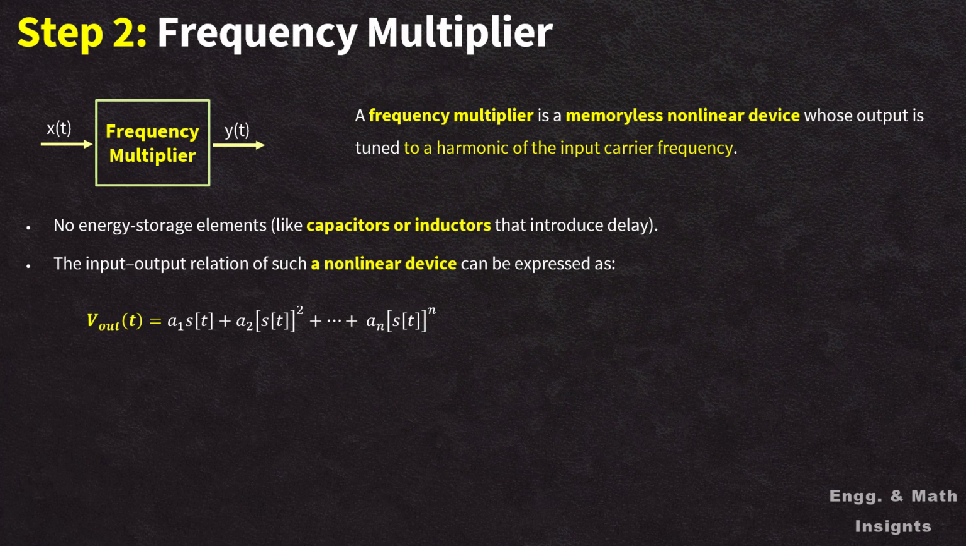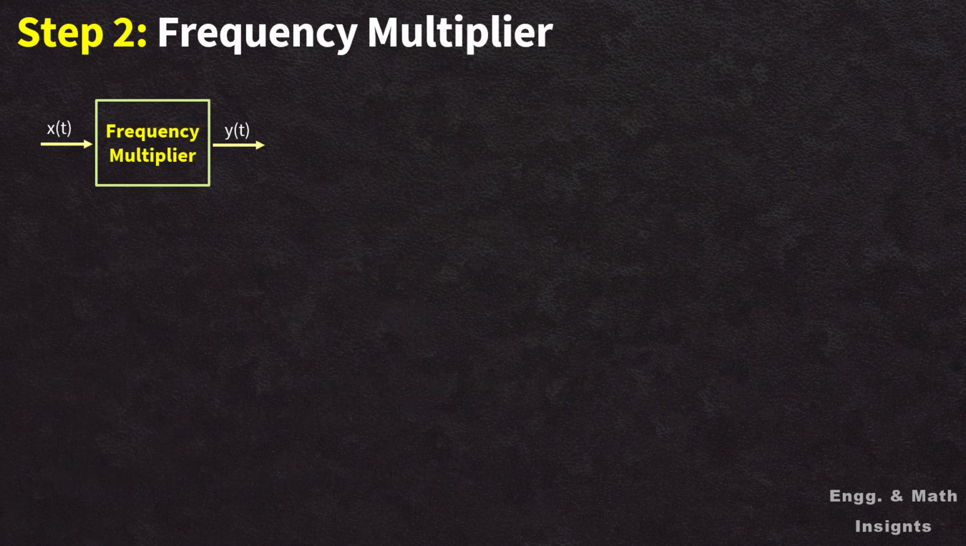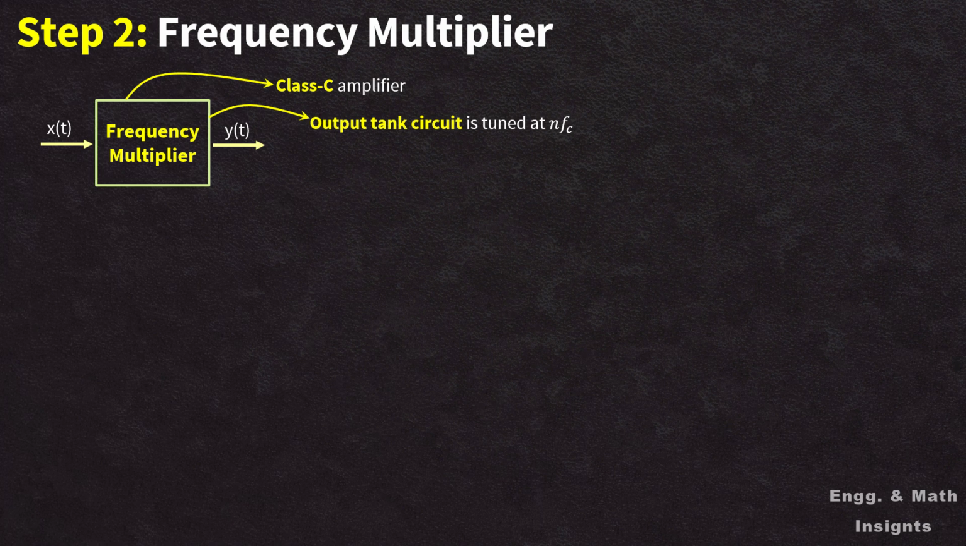Here a1, a2, up to an depend on the device operating point, and n represents the highest order of non-linearity. Such a device is often referred to as the nth power law device. Practical implementation: in practice, a Class C amplifier is commonly used as a frequency multiplier. Its output tank circuit is tuned to a specific harmonic n times Fc of the carrier, effectively creating an n multiplier. The Class C amplifier conducts with a narrow conduction angle, about 100 to 200 degrees, producing strong harmonics.